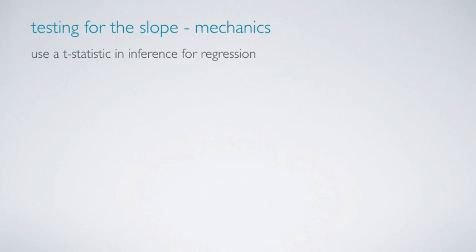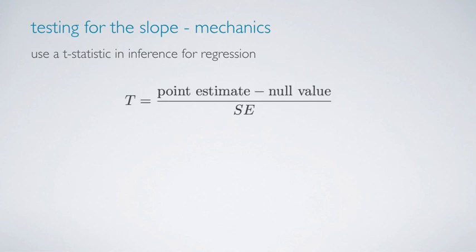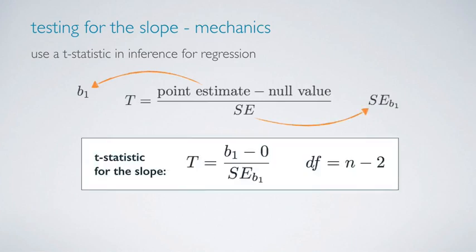And how do we go about actually going through this test? In linear regression, we always use a t-statistic for inference. And remember that a t-statistic looks like this. It's a point estimate minus a null value divided by a standard error. In this case, our point estimate is simply our slope estimate, b1, and our standard error is the standard error of this estimate. So the t-statistic for the slope can be summarized as b1 minus 0. Remember, in the null hypothesis, we had set beta 1 equal to 0, which means no relationship or a horizontal line, divided by the standard error of b1.